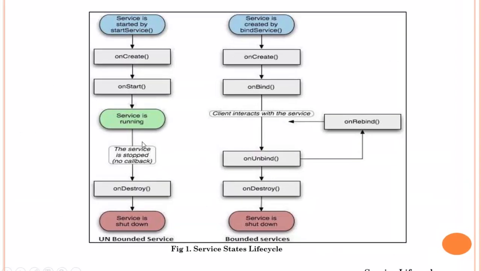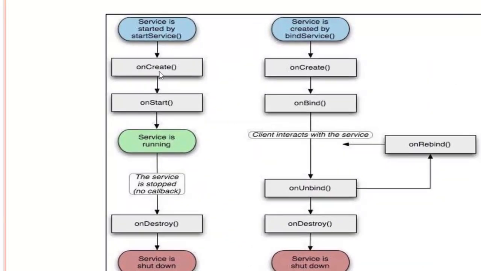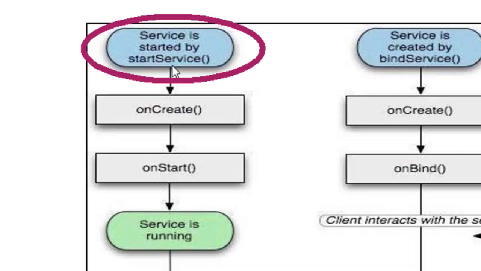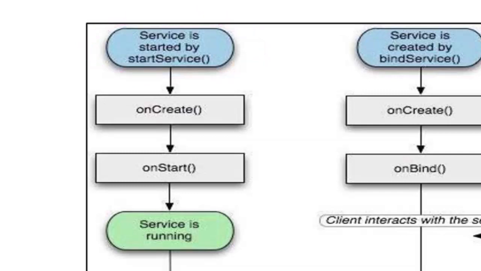Now, this is a diagram showing the service state's life cycle. Now, I will explain this diagram in brief. First here it is written, service is started by using startService. This I have already told you that you can start the service by using the startService method. Second is, after starting your service by using the startService method, you have to use the onCreate method to create a service. Then you have to use the onStart method to start that created service.